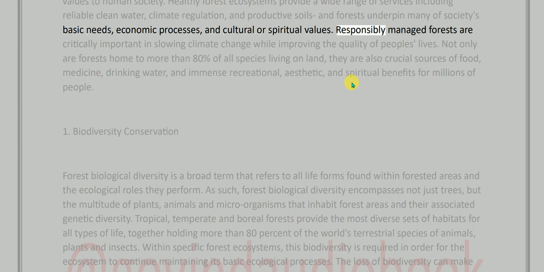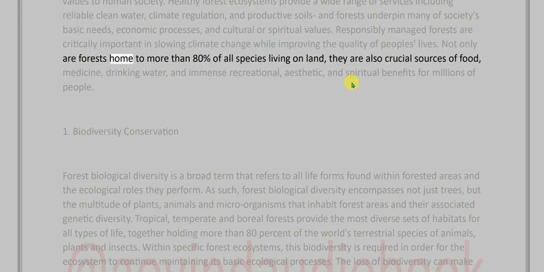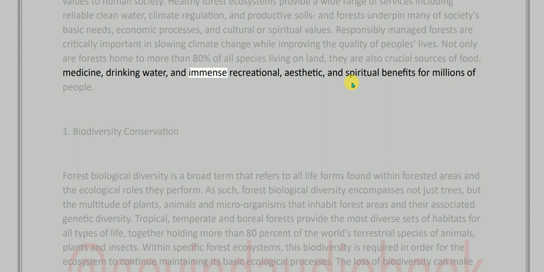Responsibly managed forests are critically important in slowing climate change while improving the quality of people's lives. Not only are forests home to more than 80% of all species living on land, they are also crucial sources of food, medicine, drinking water, and immense recreational, aesthetic, and spiritual benefits for millions of people.